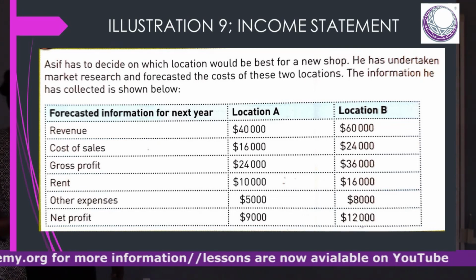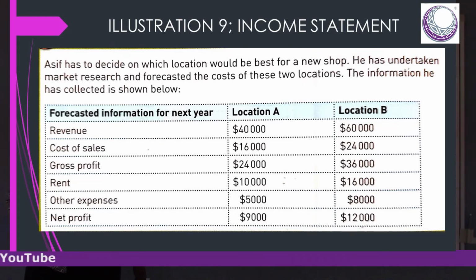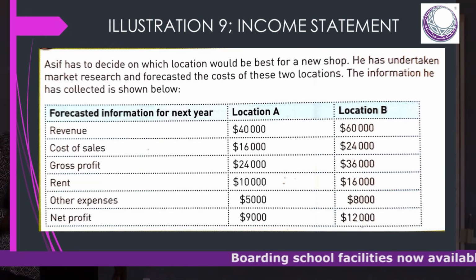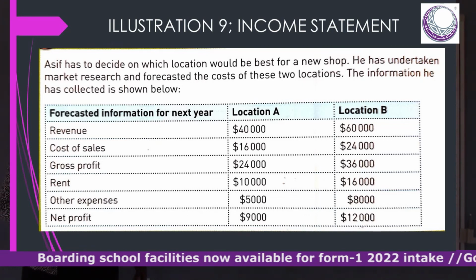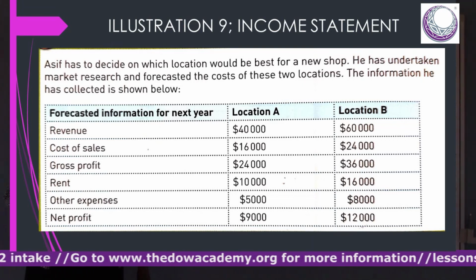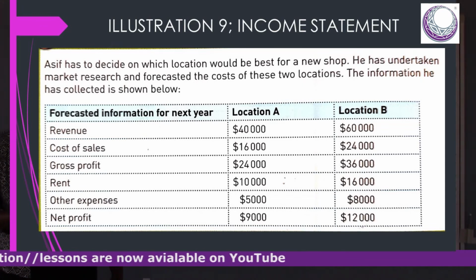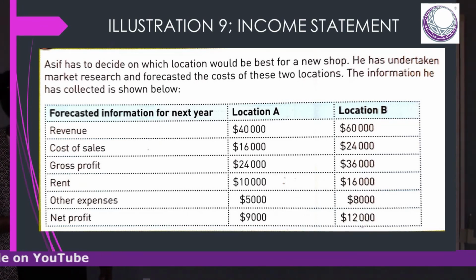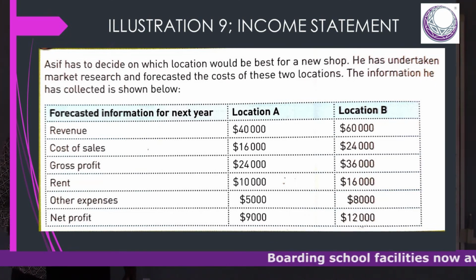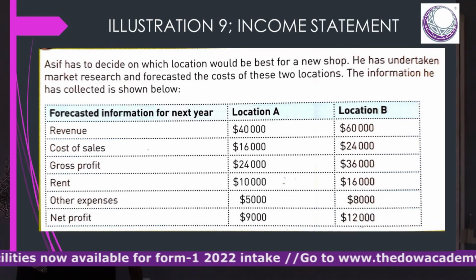There is the revenue that is expected, the cost of sales, then we have the gross profit, then we have the rent, then we have other expenses, and we have the net profit. So as you can see, this is really information that can be compared, and this is where I said you need to quote with figures. You can say location B has a higher revenue figure, higher than A by 20,000.